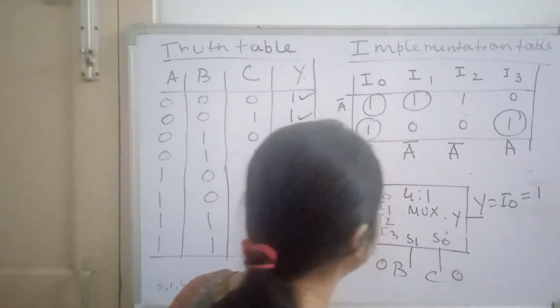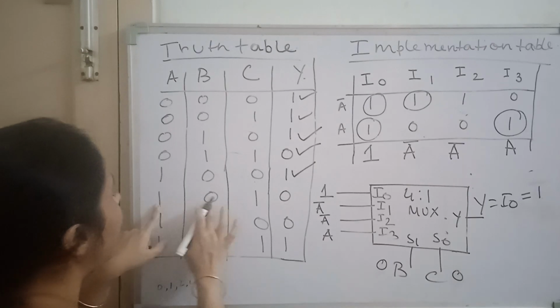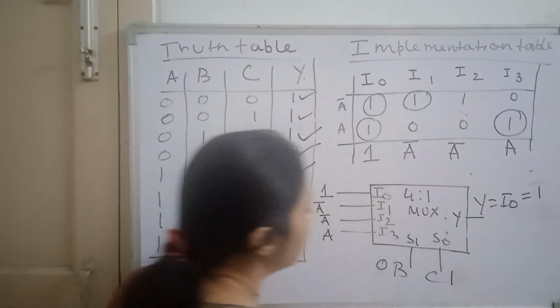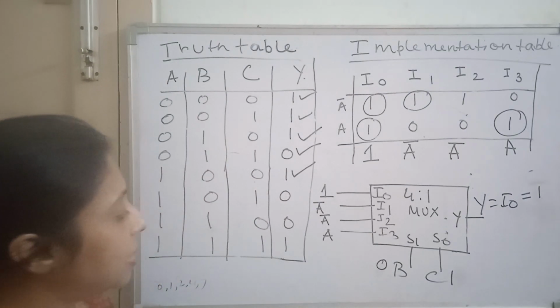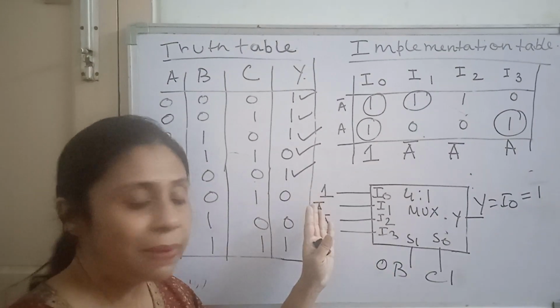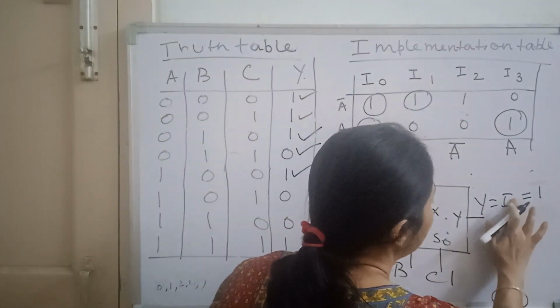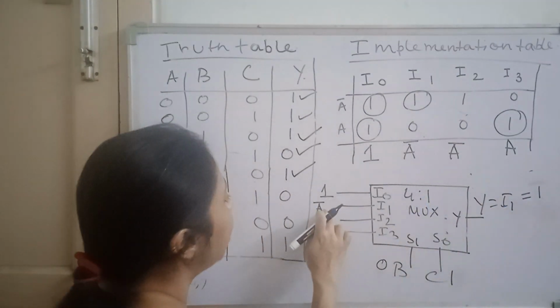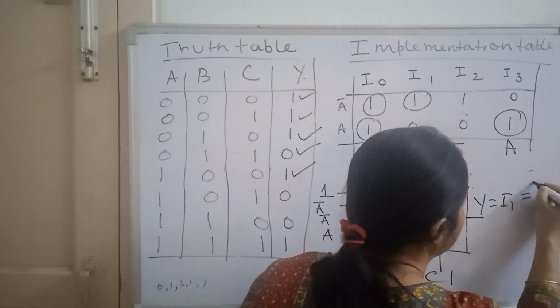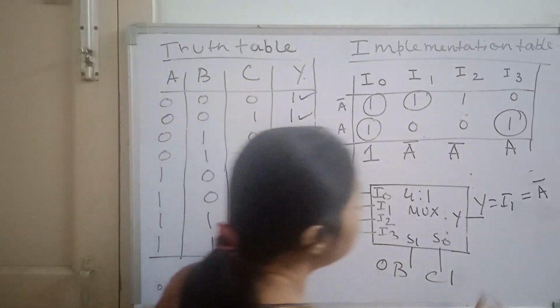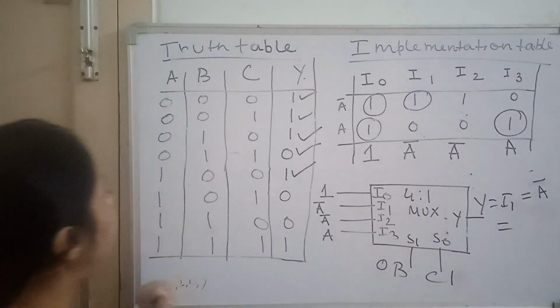Now, come to the next combination, that is 1, 0, 1. So, B is 0, C is 1. For 0, 1, which one input will be selected? I1. What is I1? I1 is A bar. Now, what is A over there?